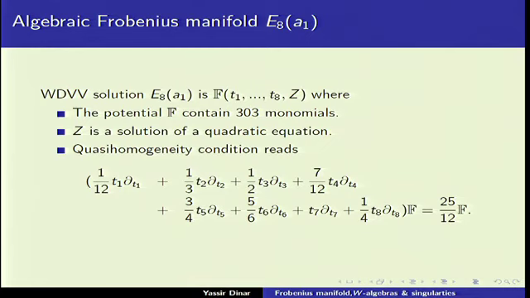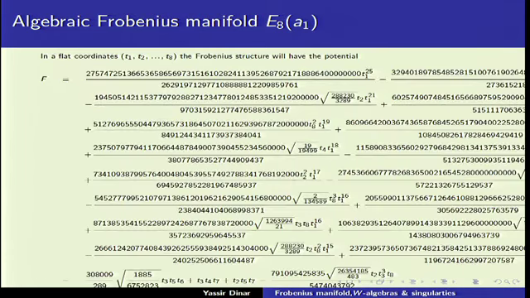And Z here will be a solution of a quadratic equation. The potential is very long. I cannot present it here because it has 300 monomials. I just write some of the first monomials of this one. So we have huge numbers here. It is 300 monomials, but these numbers cannot be simplified because we also have some monomials with coefficients equal to 1. So our problem until now still exists.